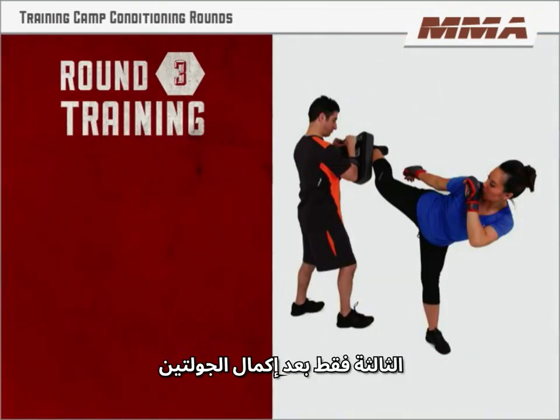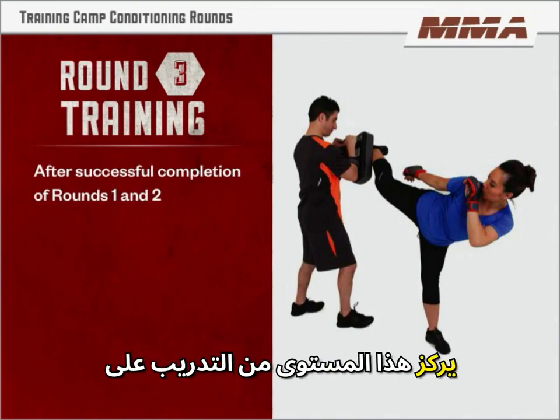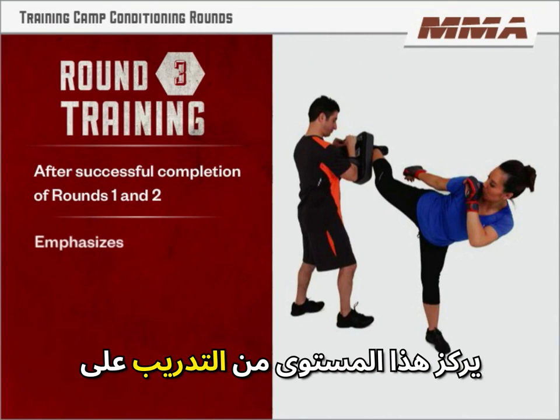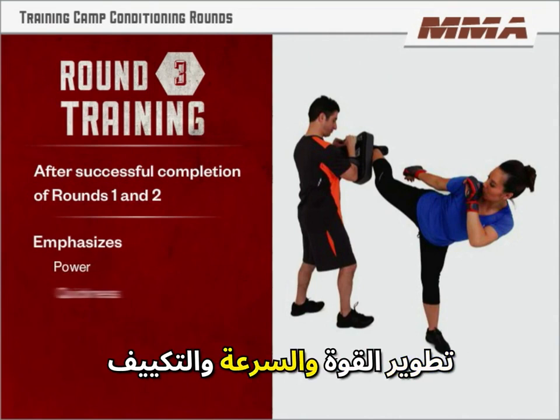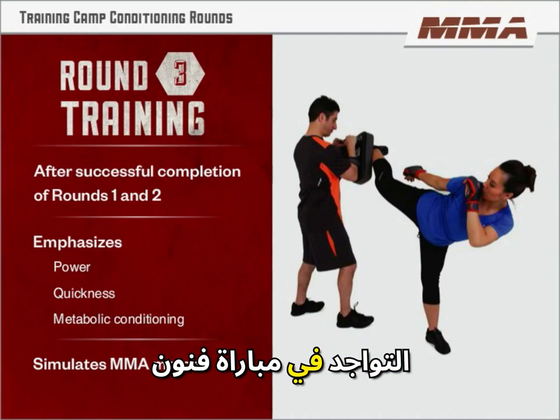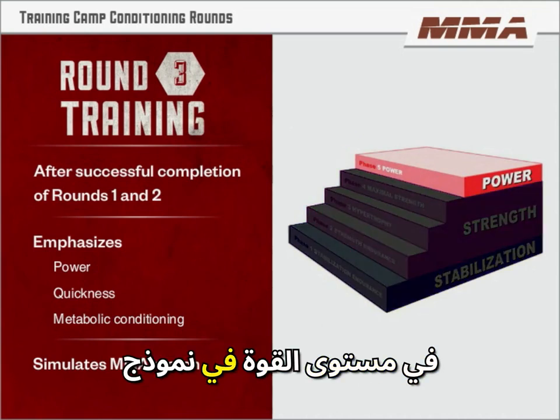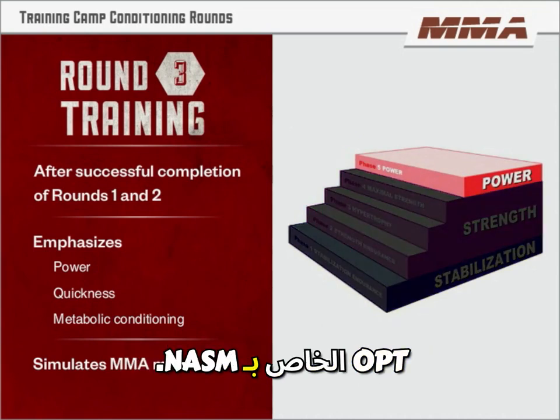Your client should only enter Round 3 after successfully completing Rounds 1 and 2. This level of training emphasizes the development of power, quickness, and metabolic or anaerobic conditioning, and simulates the intensity of being in an MMA match. Round 3 follows many of the same strategies that you see in the power level of NASM's OPT model.